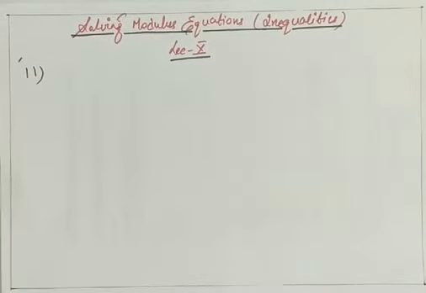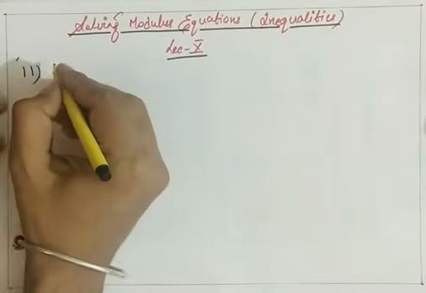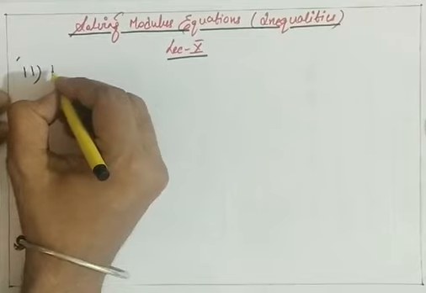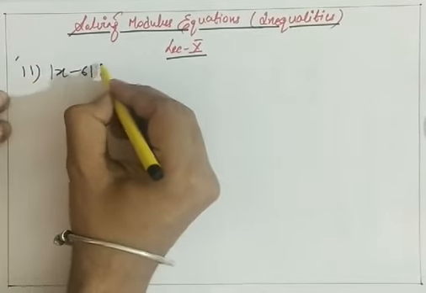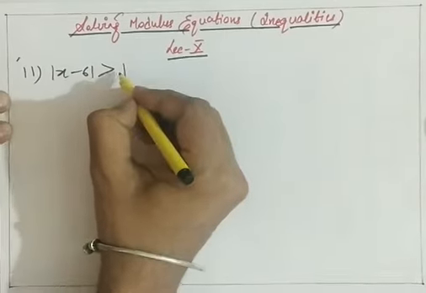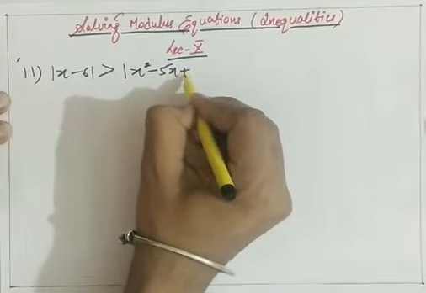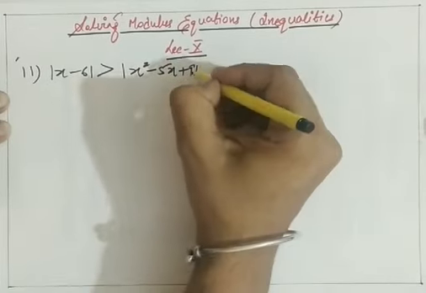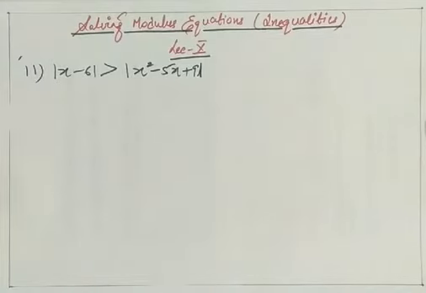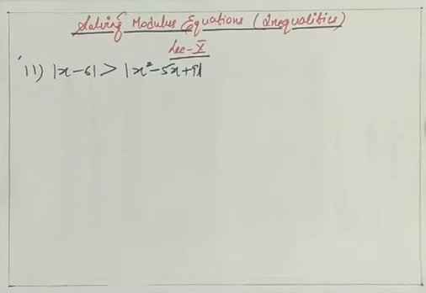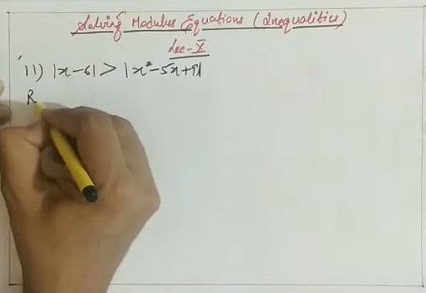The question says, mod of x minus 6 is greater than mod of x square minus 5x plus 9, and we have to find the interval of x. You can see here there are two moduli. One is on the left hand side and the other is on the right hand side. Let us talk about right hand side first.